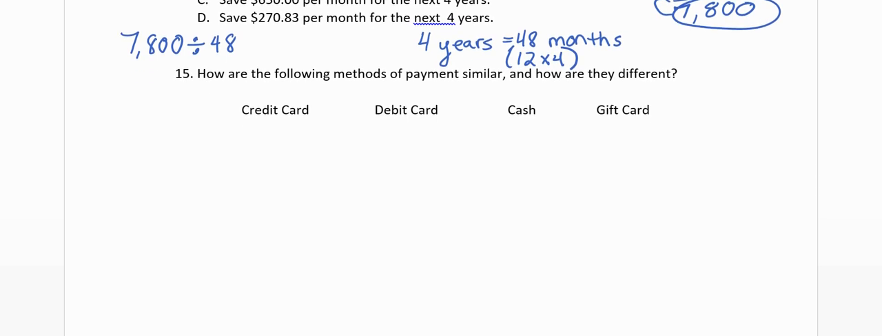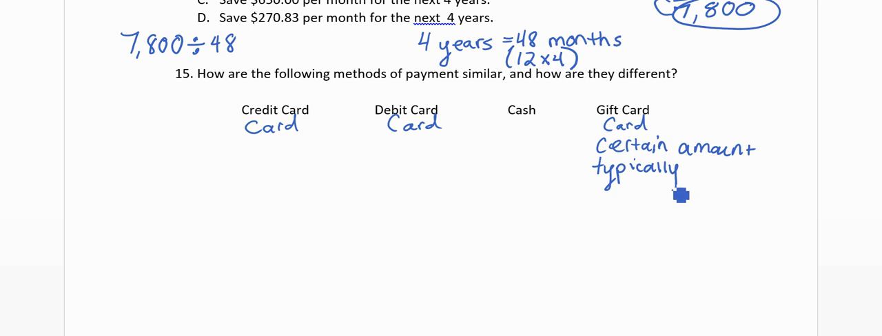Okay, number 15, how are the following methods of payment similar and how are they different? Okay, so credit cards and debit cards are both cards, and same with a gift card. Gift cards only have a certain amount on them and are typically thrown away. Some are reloadable, but typically thrown away. And they are a gift, so not your money.